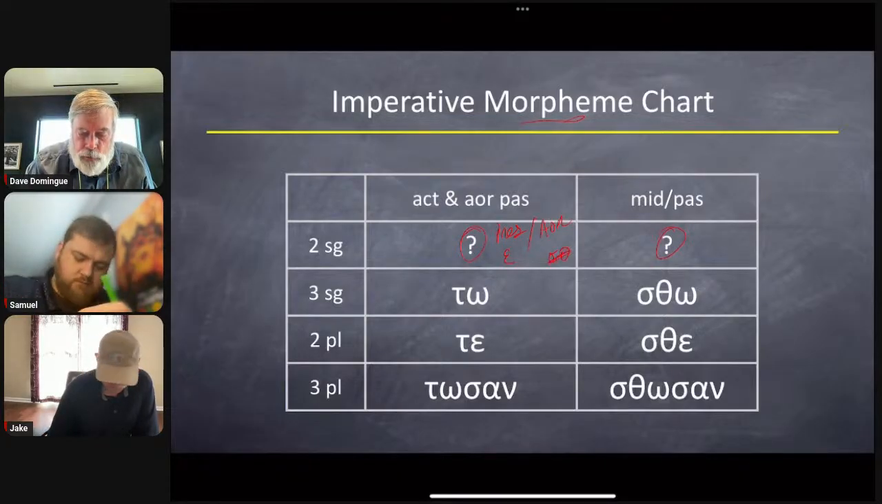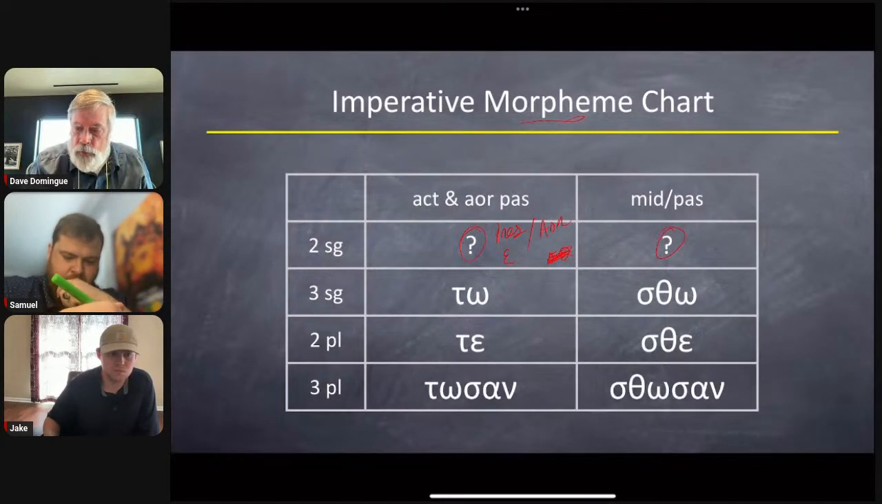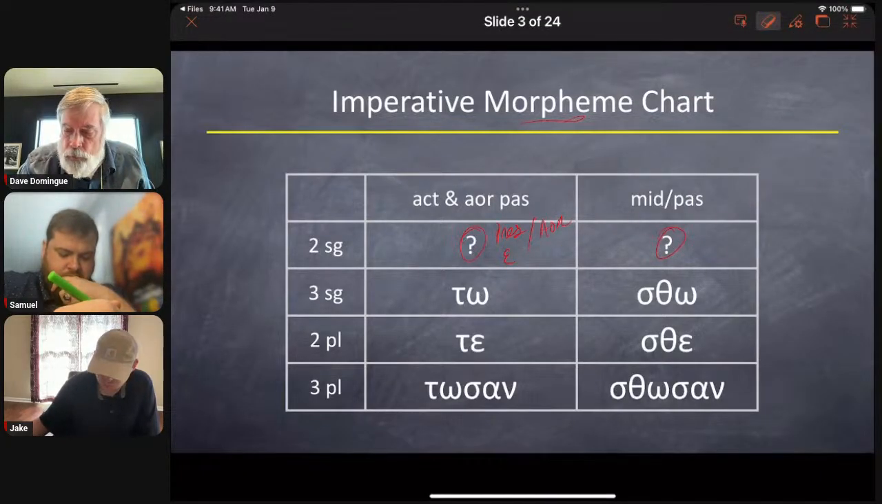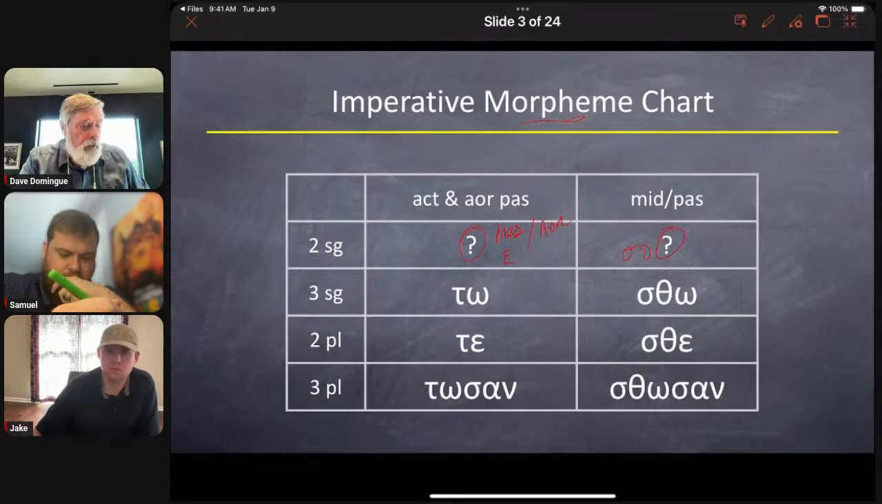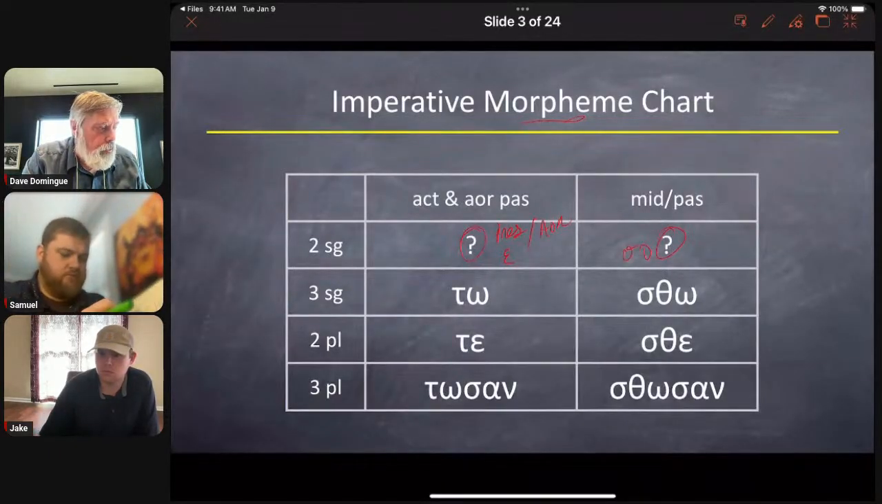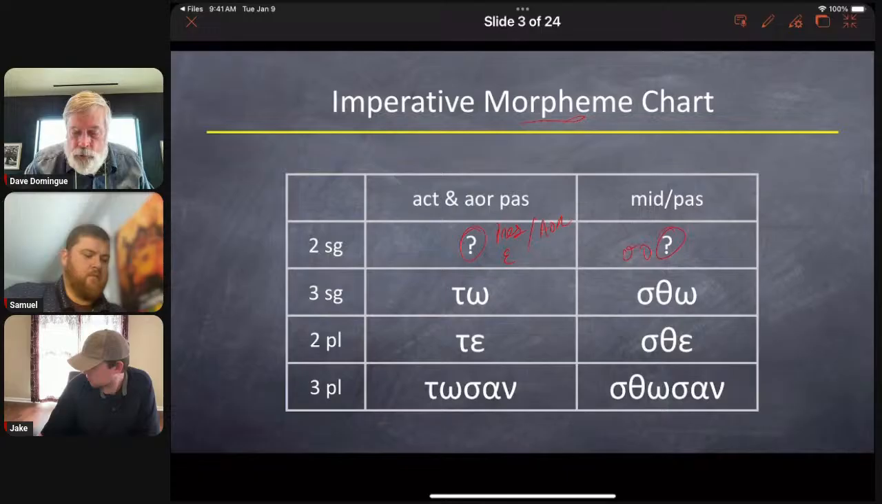So let me correct this. Okay. Here, the middle passive is a sigma omicron. But if you go to the very next page, you see that he shows it with the second person singular with the epsilon for the present, and you see the middle passive is actually the omicron upsilon.